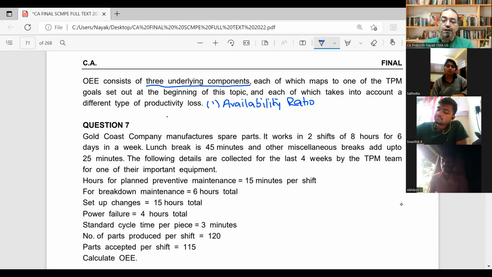Okay, so it is actual time divided by available time into 100. This will give you the availability ratio. Okay. Then second is the performance ratio.